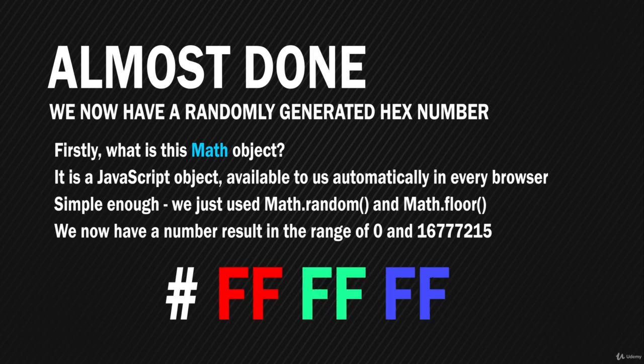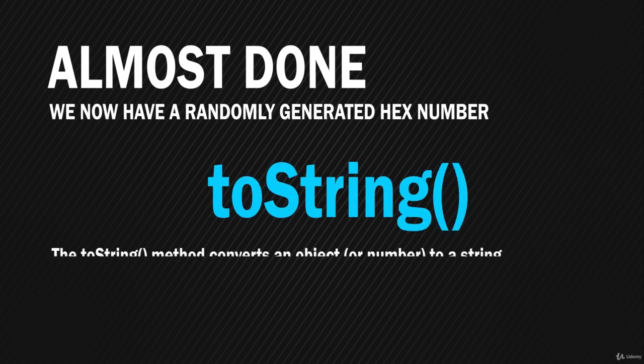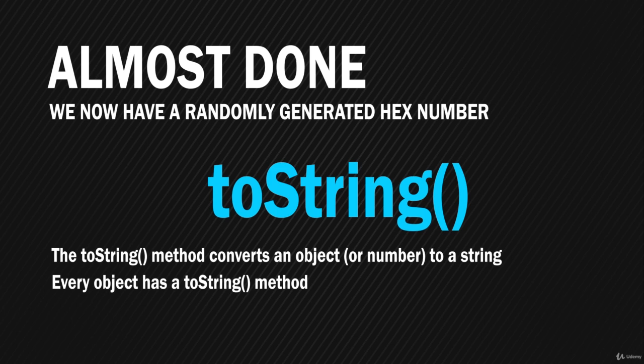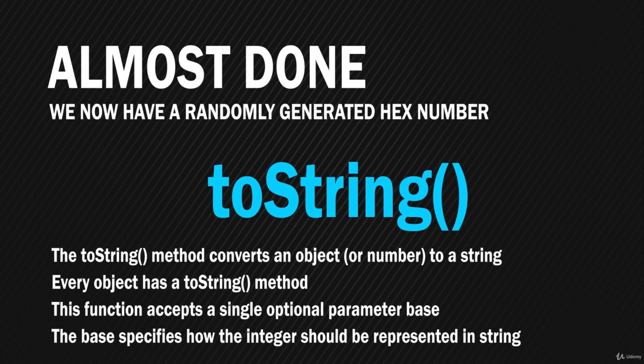So having numbers is not enough, and that is exactly why we need to access this toString method. This method converts an object, or a number in our case, you guessed it, to a string. And the good news for us is that every object has a toString method. And just about everything in JavaScript is an object, including what we've just produced here, our number. And this toString function accepts a single optional parameter, base. The base just specifies how the integer should be represented in a string.